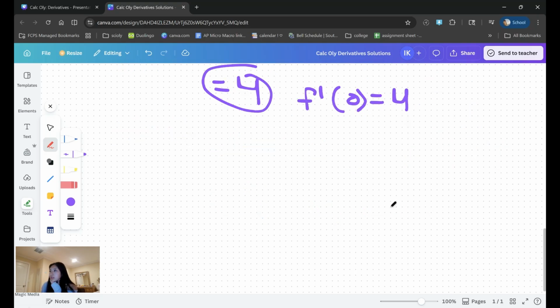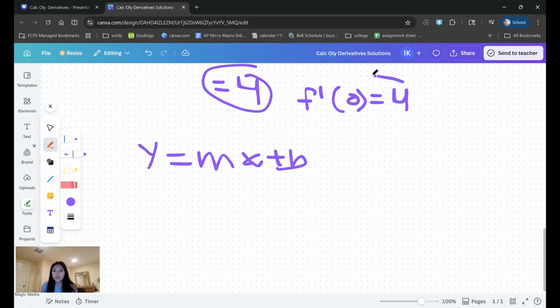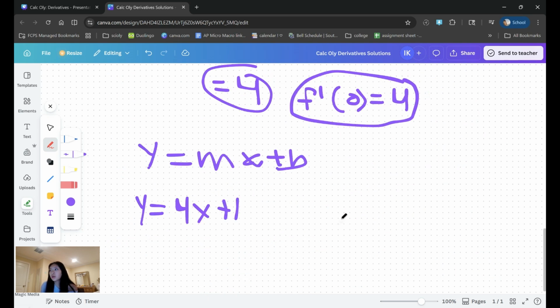Okay, and it's asking us for the equation of the tangent line. So we're going to plug that into the y equals mx plus b format. Since the derivative is the slope of the tangent line, we're going to take this value right here, f prime of 0, and that's going to be our m. So it's going to be y equals 4x, and then our b right here is our point f of 0, which is 1. So the equation for the tangent line is y equals 4x plus 1.